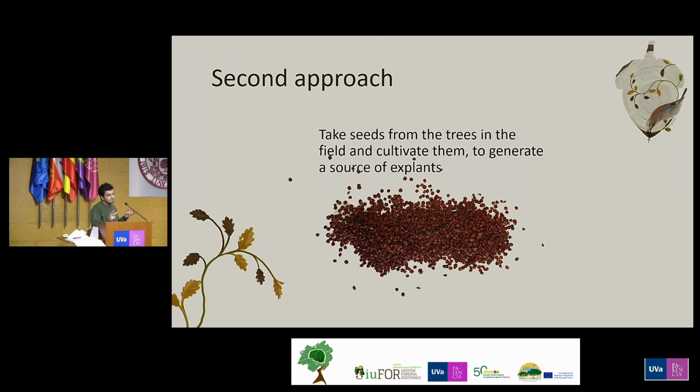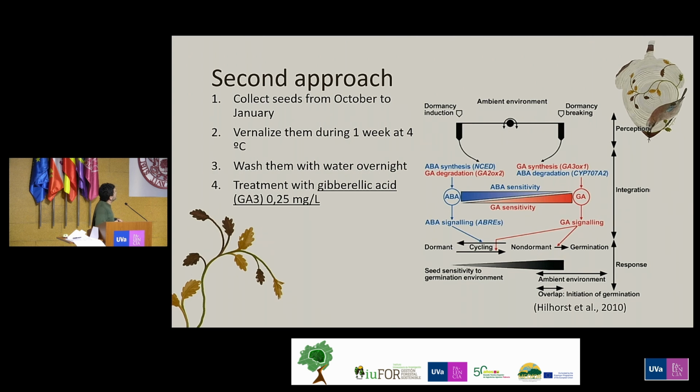That is the source of contamination, because the seed has nutrients for the plant to grow. So the first step was to collect seeds from October to January, because I found that was the best period to do so.